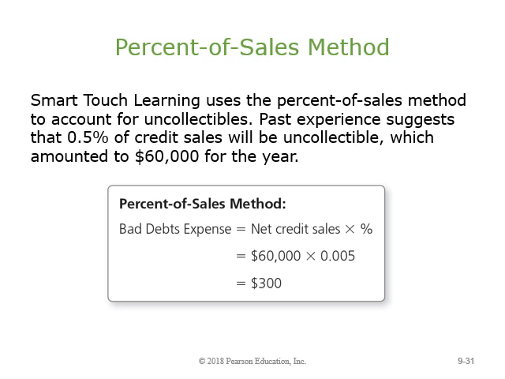So with the percent of sales method in this case, we're going to say that $300 of our $60,000 in credit sales we are going to deem as uncollectible. We're not going to be able to collect that from our customers. That's a relatively low number, and if I were a small business owner and I only had uncollectible sales of $300, I'd be ecstatic.